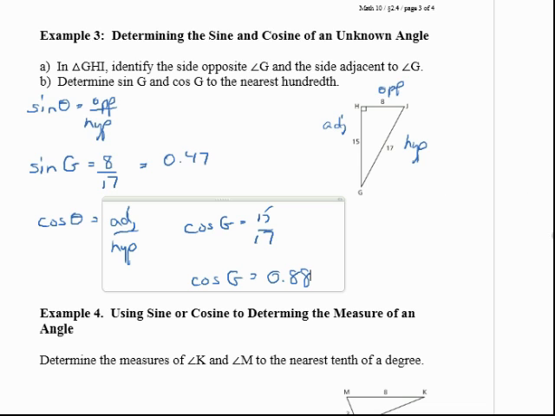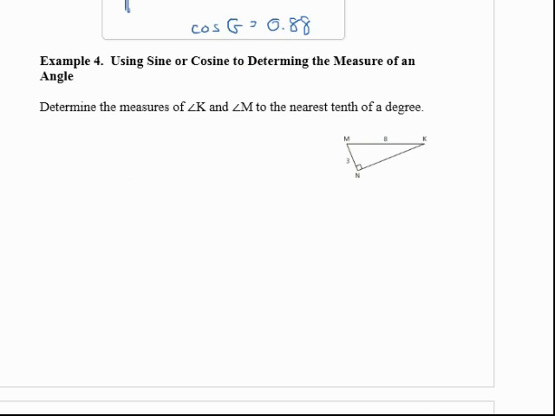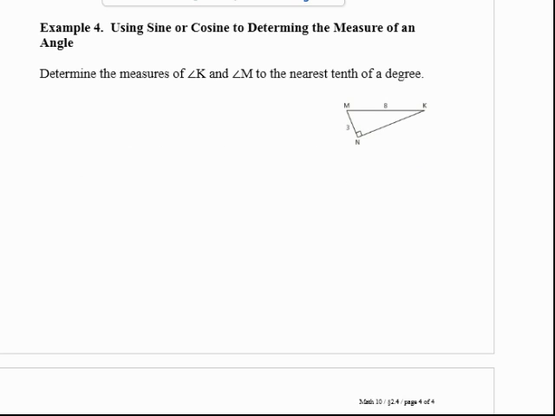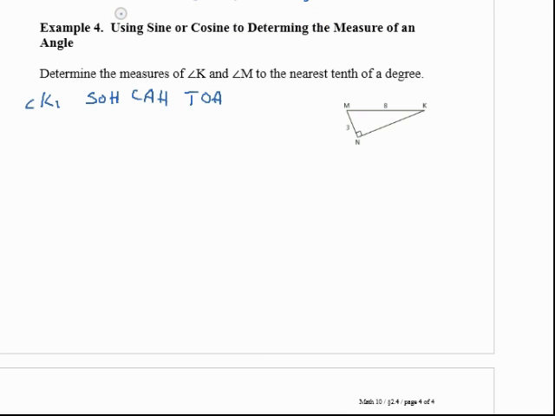And then we can use cosine or sine to find the measure of an angle. So now here's the trick to figure out whether you're going to use sine or cosine to find what you're looking for. Here's what I do. We're going to do angle K first. I write out SOH CAH TOA. I know some of you are going to fight me on this, that this is too much work, but I'm telling you it makes things a lot easier for you.